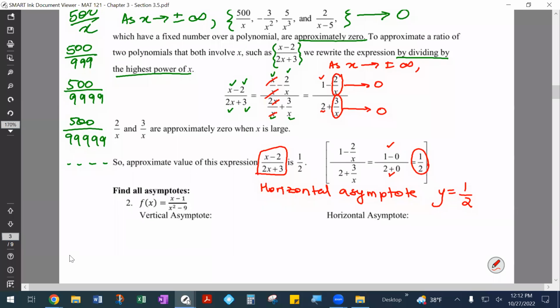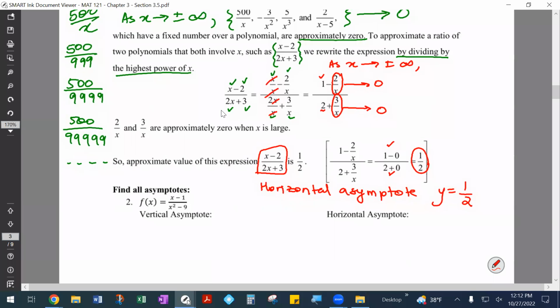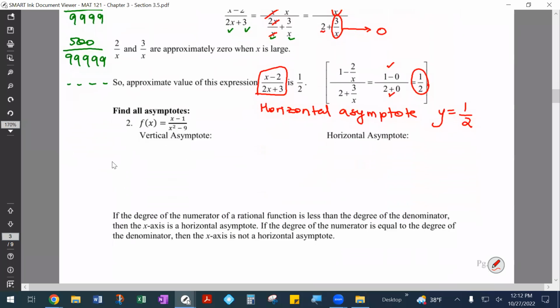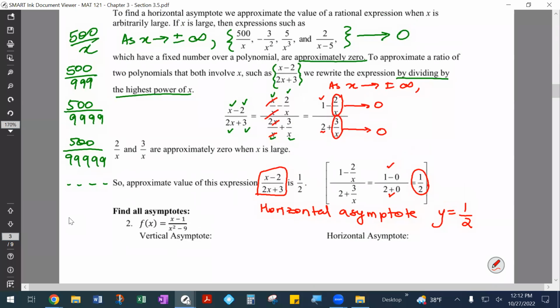But if I have x both on the numerator and denominator, how do I treat that? What about something like this, where I have x on the numerator but x squared on the denominator? How is that going to behave? That might be a little bit different. So let's take a look at this one. It's actually the same expression.